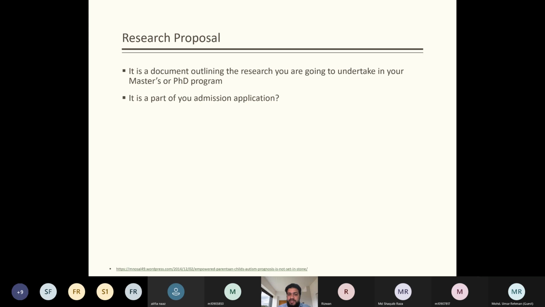Like I said, it's a part of an admission application, but I put a question mark here because I know that this research proposal is a document necessary in European universities and also in Australian universities. But as far as the US is concerned, developing a research proposal before joining the program is not necessary. It's not needed basically. So you need to check the place you are applying to and make sure whether a research proposal is needed or not.